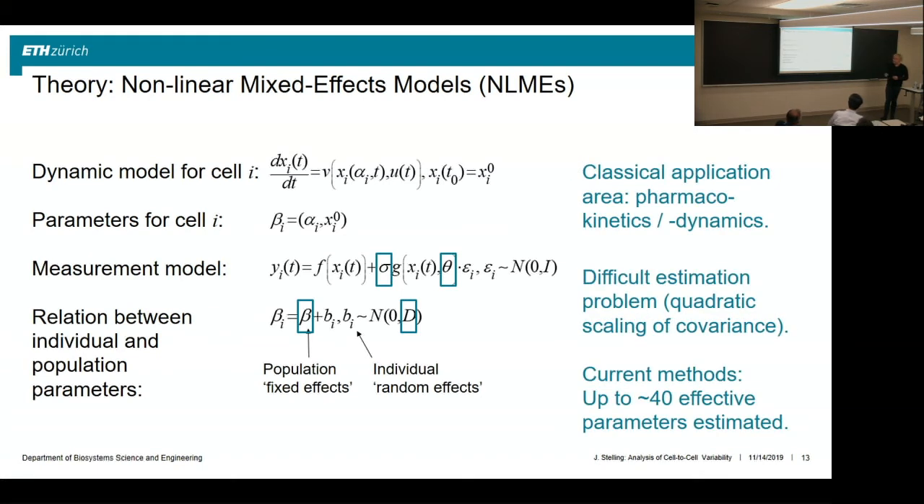So the problem with this type of models, they're not new. They're used in pharmacokinetics and pharmacodynamics for a long time, but usually they employ very small models, so 1 or 2 states, up to 5 parameters. So it's a quite difficult estimation problem, primarily because this here scales quadratically with the number of parameters. And current methods can do this up to roughly 40 effective parameters, and effective parameters is just each of these entries here.